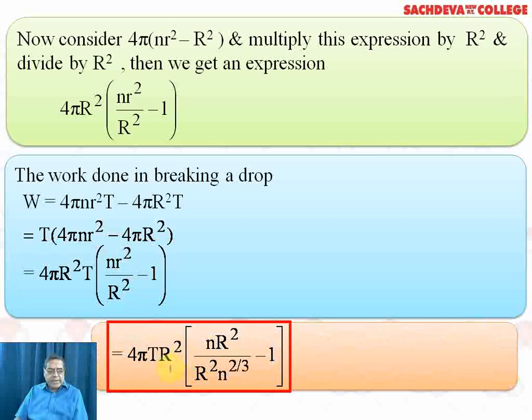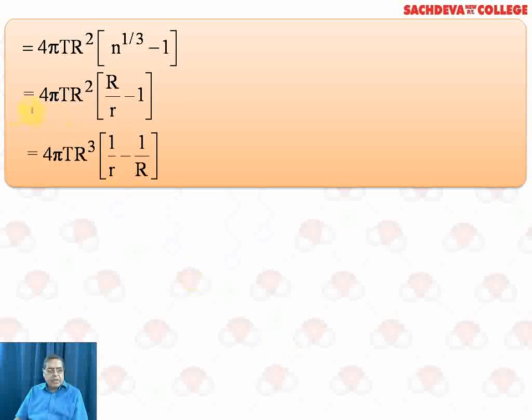Therefore 4πTR² times (nr²/R² minus 1), where r²/R² is n^(-2/3). So this equation is further simplified, and the simplified result is written in the last line, that is 4πTR³ is equal to (1/r minus 1/R).